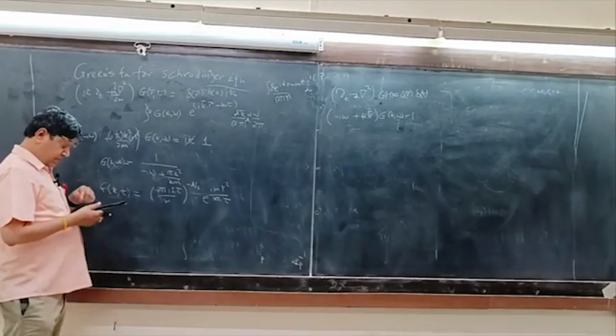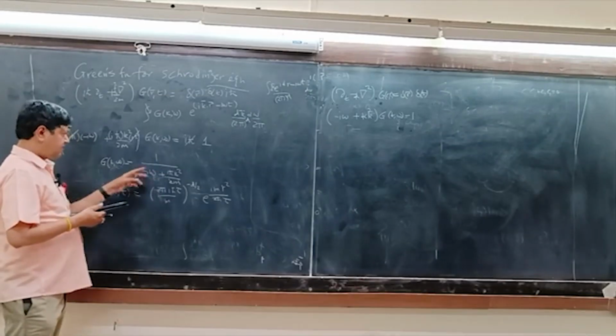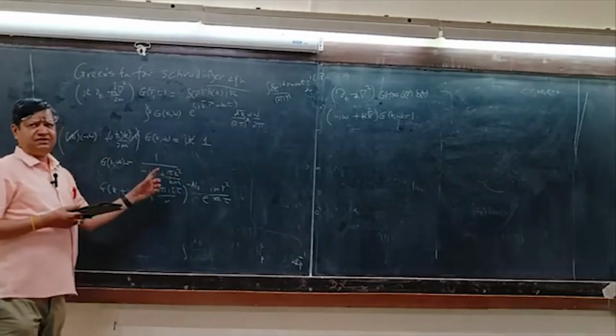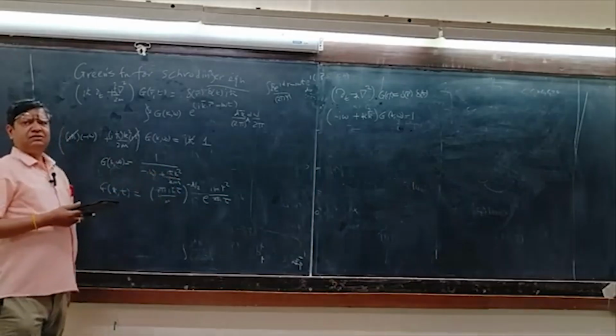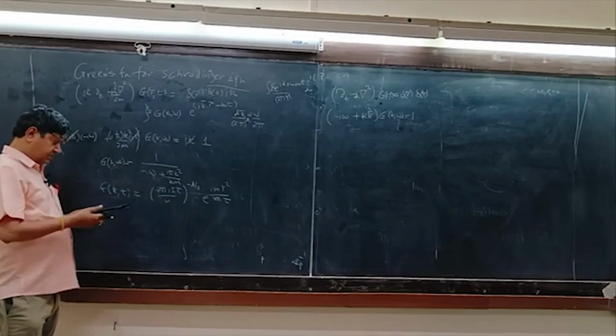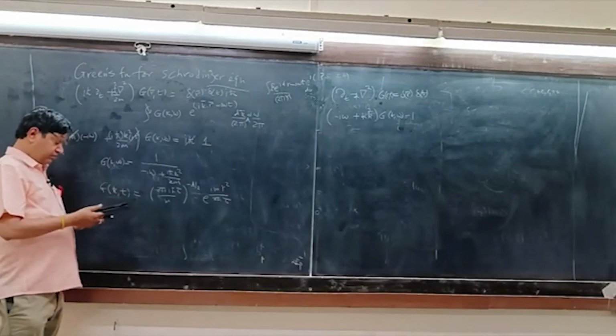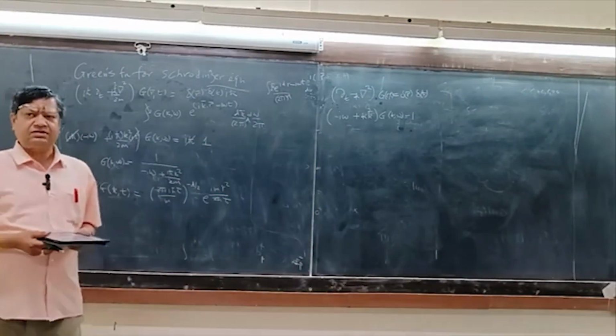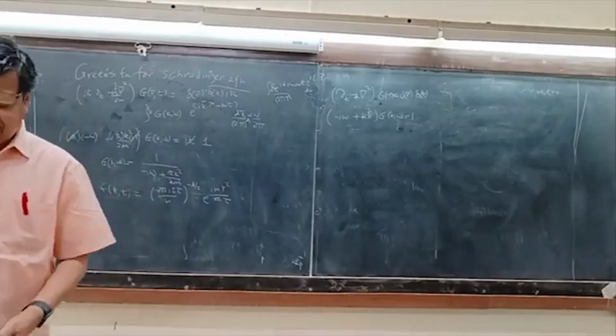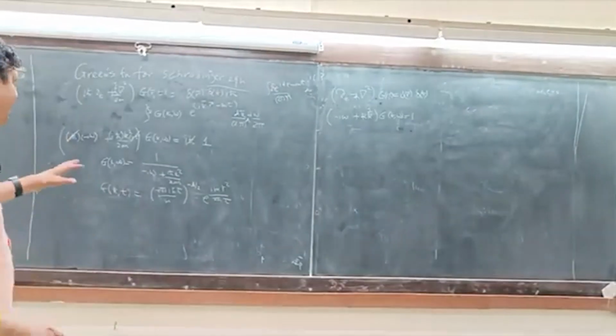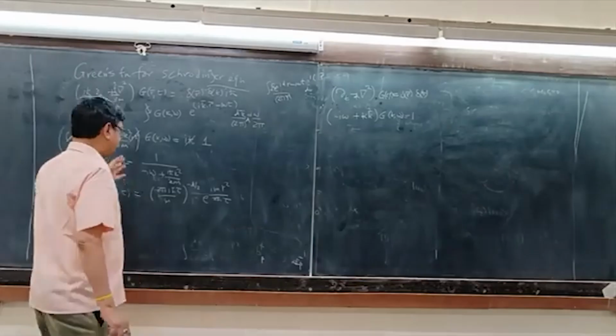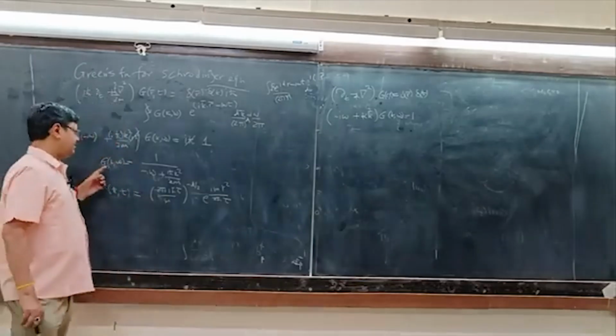Okay, and it works. ħ by 2m: if I replace kappa by that, it works. Okay, so that's the answer. So if you just wrote the answer by analogy, I'm happy.